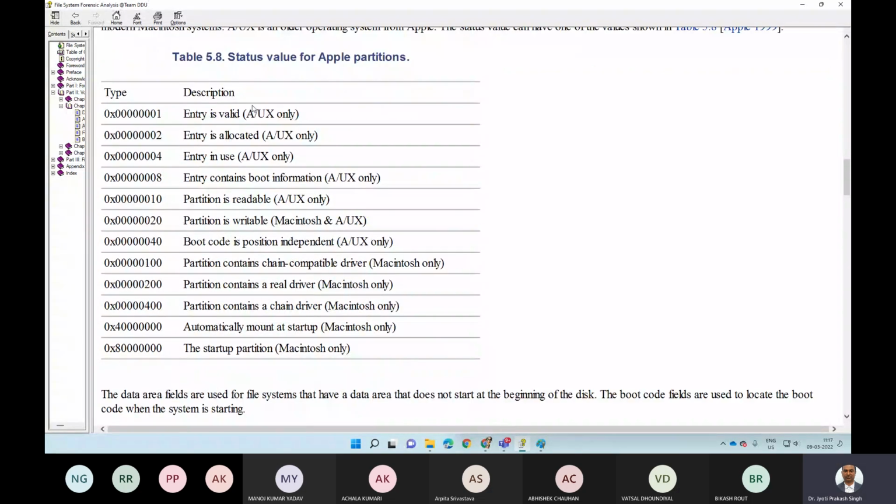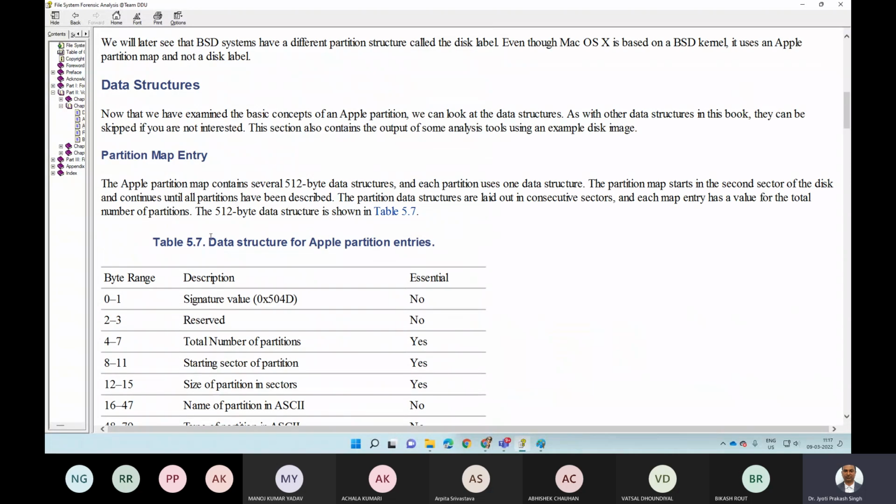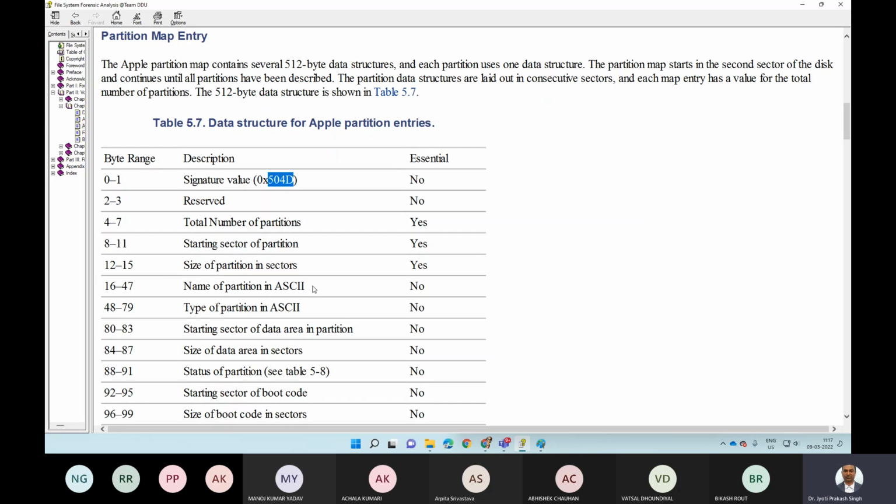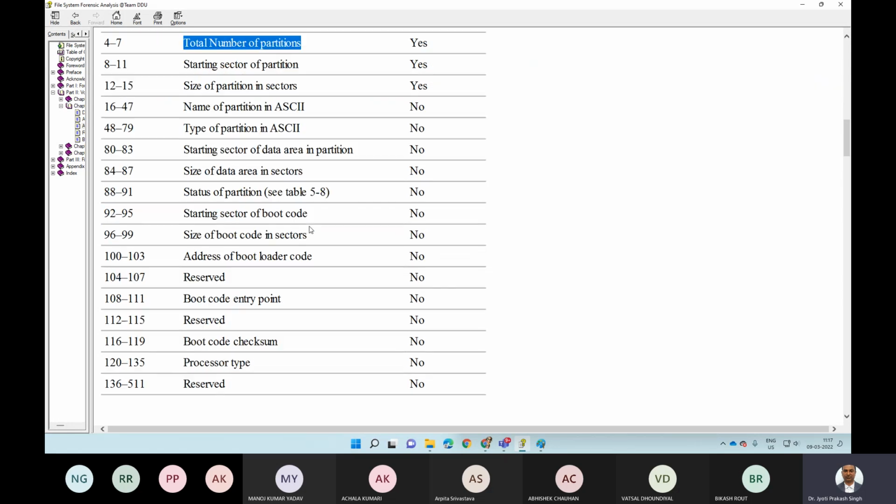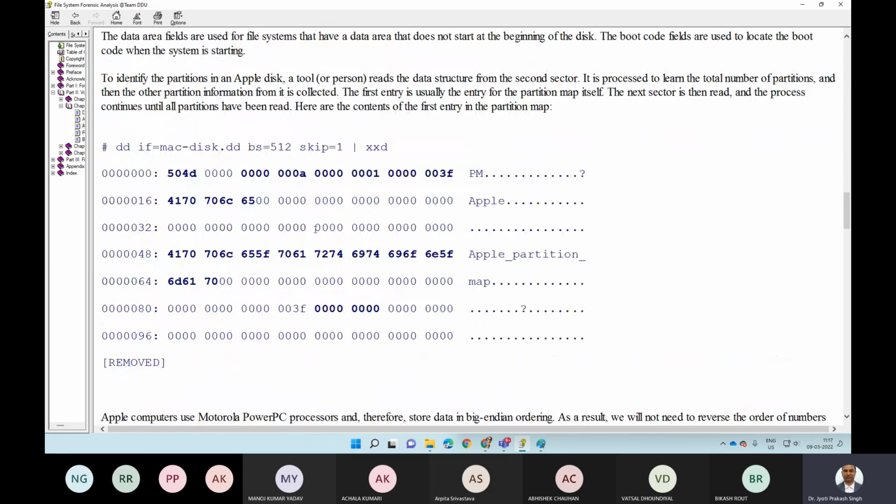These are the values which are written. So the first entry you can see is the signature value, which is 504D. That shows that this is our PC, or partition information, for the Apple Macintosh system. Then these bytes are reserved. Then 4 to 7, that is 4, 5, 6, 7. So 4 bytes they use for the number of partitions. So how many partitions they have, they keep that information in those first 4 bytes.